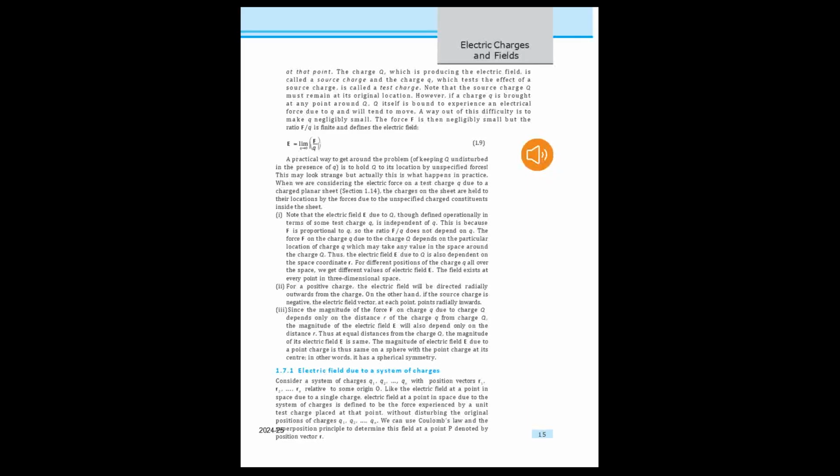Now we shall study about the electric field due to a system of charges. Consider a system of charges q1, q2, etc. up to qn with position vectors r1, r2, etc. up to rn related to some origin O. Like the electric field at a point in space due to a single charge, electric field at a point in space due to the system of charges is defined to be the force experienced by a unit test charge placed at that point, without disturbing the original positions of charges q1, q2 and so on up to qn. We can use Coulomb's law and the superposition principle to determine this field at a point P denoted by position vector r.